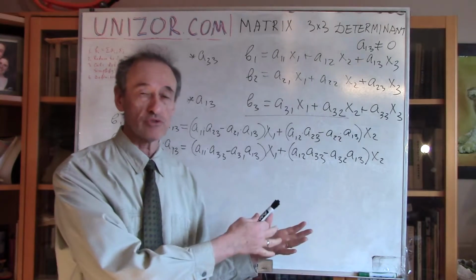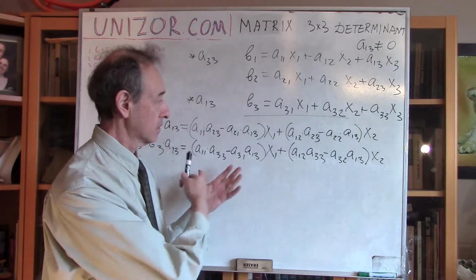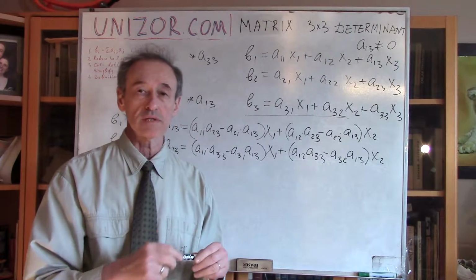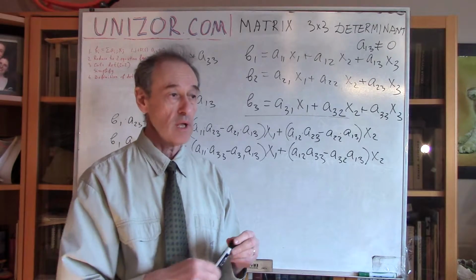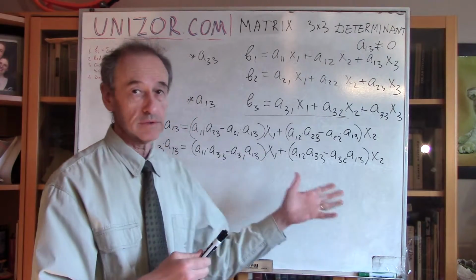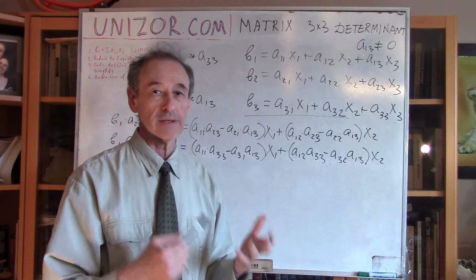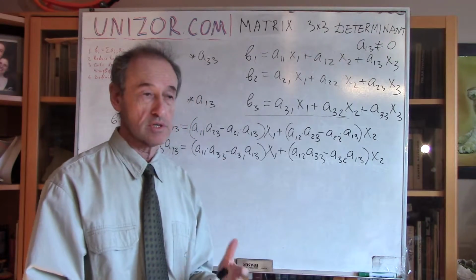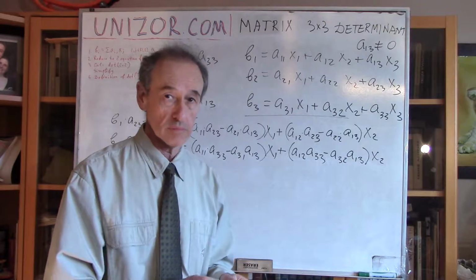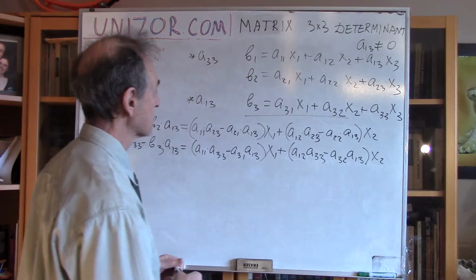You remember we researched the system of 2 equations with 2 variables, and we found that the determinant of the matrix of the coefficients is basically a decisive factor. If it's equal to 0, then we have a problem. The system does not have a unique solution.